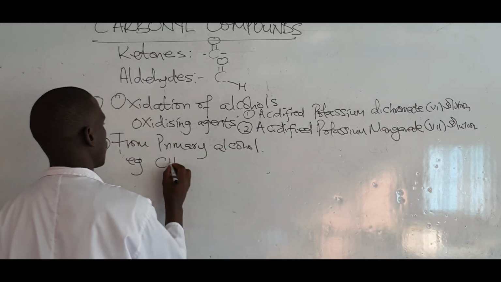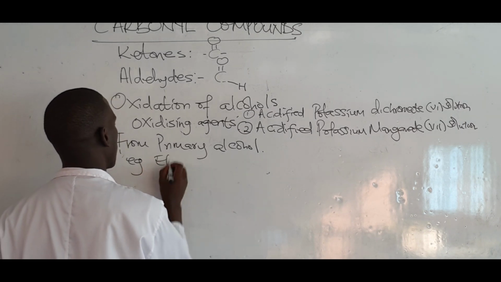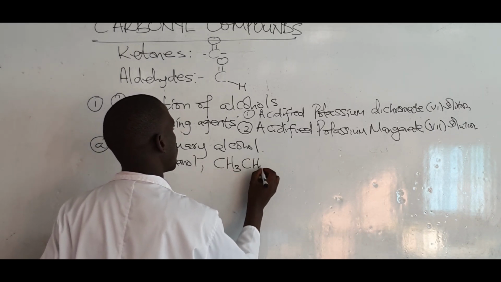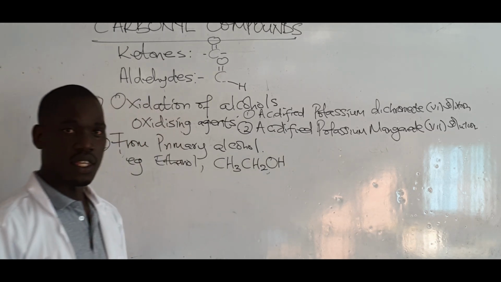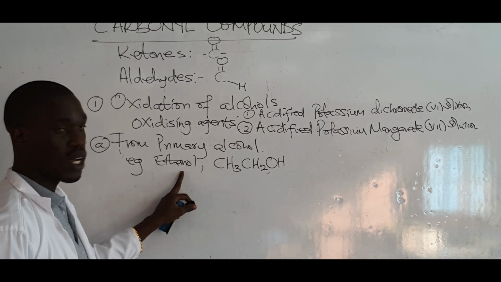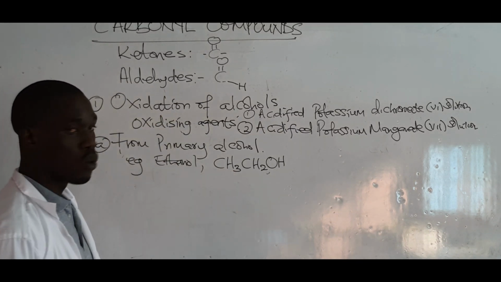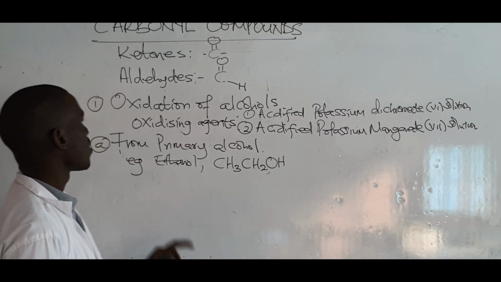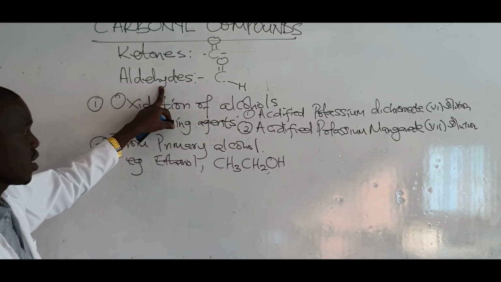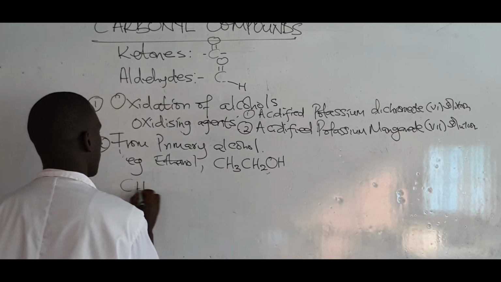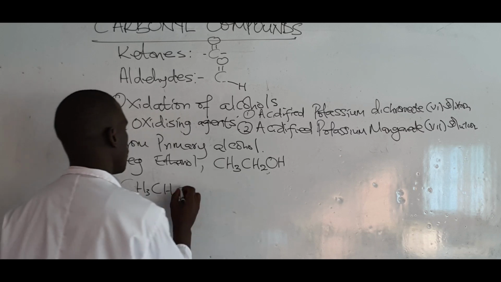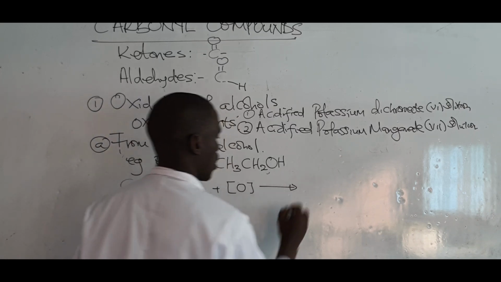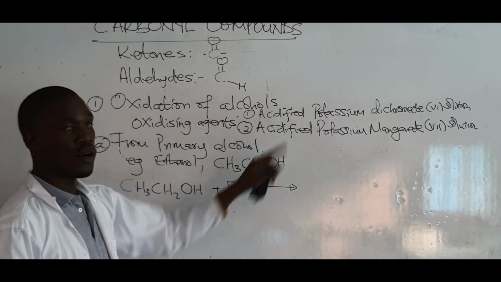e.g. ethanol. So ethanol, that is CH3CH2OH. That is ethanol. The oxidation of ethanol as a primary alcohol with acidified potassium dichromate 6 solution would give us a carbonyl compound which is an aldehyde. So if you have CH3CH2OH, and then we have oxygen showing oxidation using our oxidizing agent.